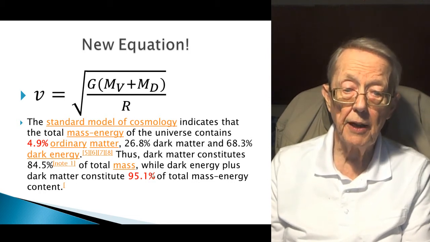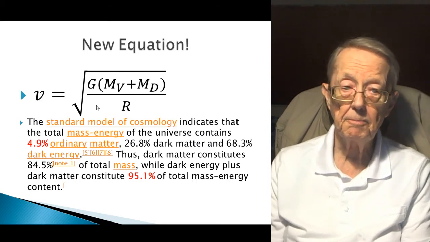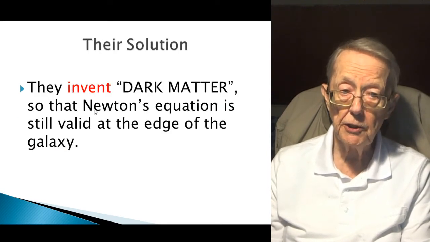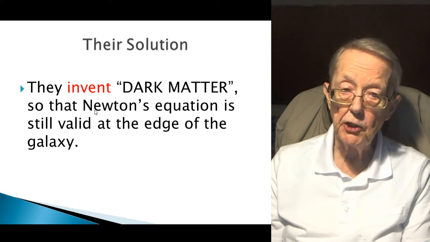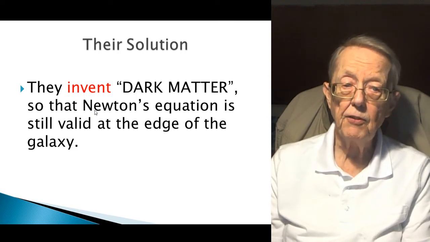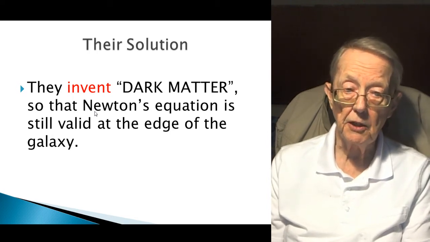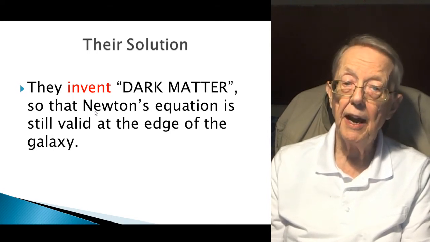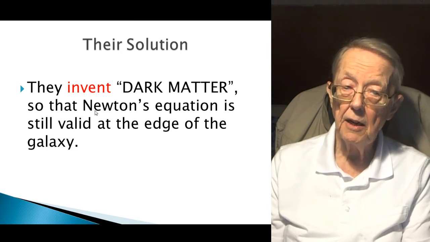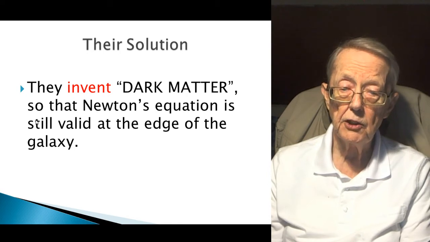And when they add this, they get the right velocity. Their solution to maintain G and to maintain the distance is to invent dark matter so that Newton's equation is still valid, and it's valid at the edge of the galaxy. They don't say much about the blue curve, just the edge of the galaxy.